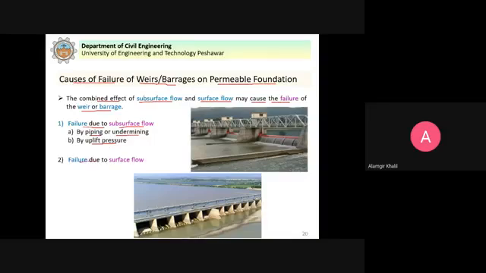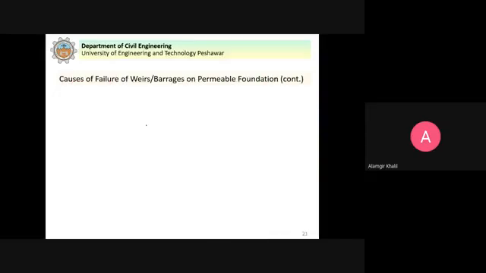And failure due to surface flow can be by hydraulic jump and by scouring. So we discussed briefly these causes of failure and how we can control them. So failure due to subsurface flow, the first is by piping or undermining. I already explained this.